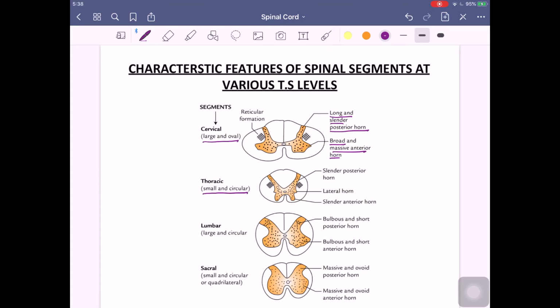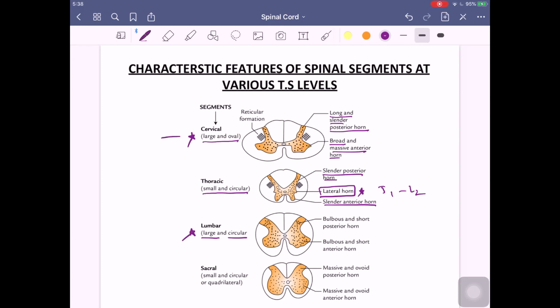And if you see the entire cut section of the thoracic, they are circular and small. Their anterior horn is slender and posterior horn is slender, but comparatively, the posterior horn is still more slender. And here, very importantly, you will notice there is a presence of lateral horn. I told you, from T1 to L2, the lateral horn, or autonomic horn, will be present in this area.